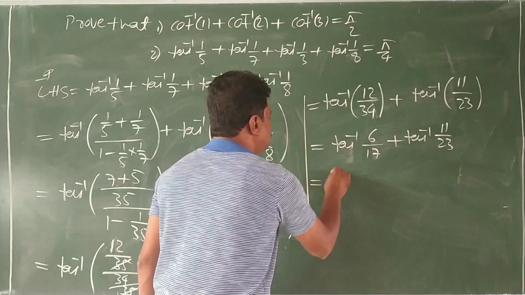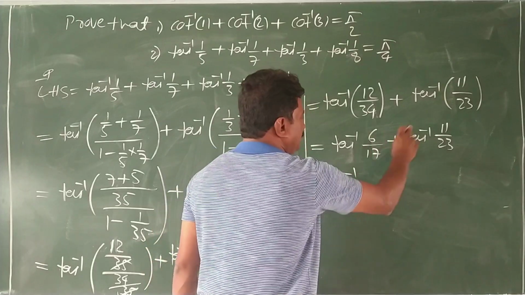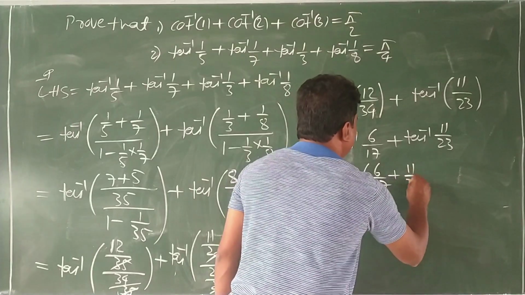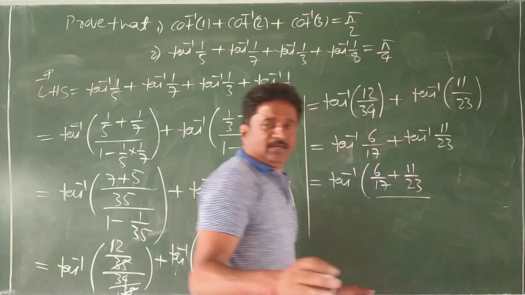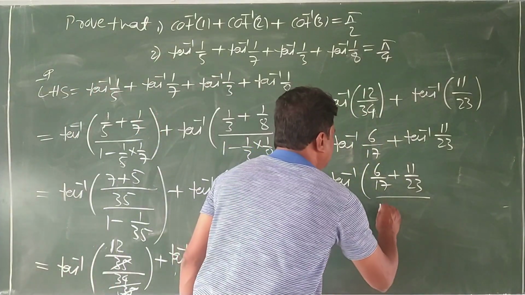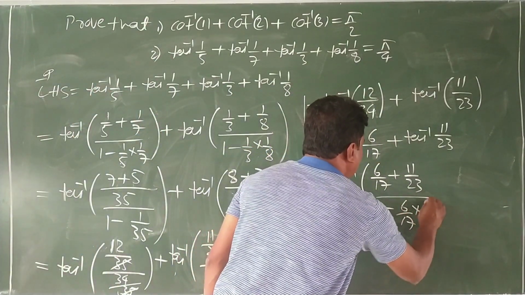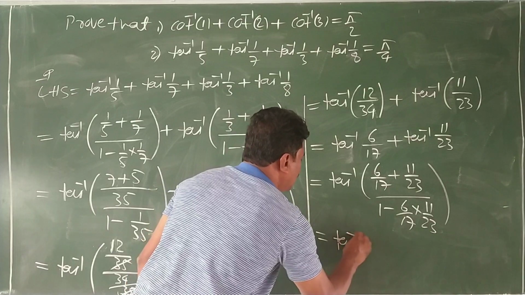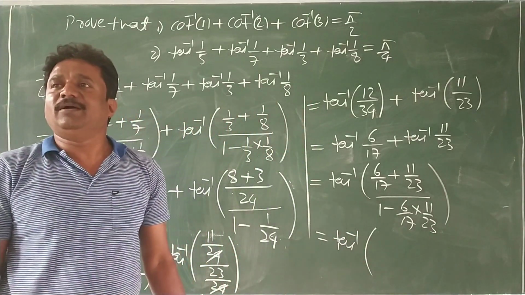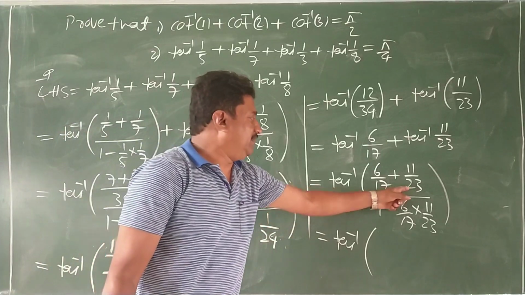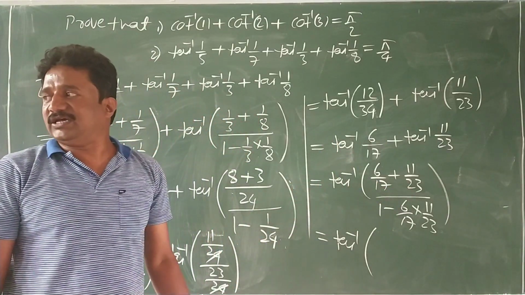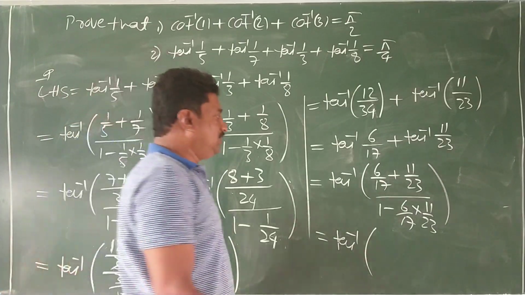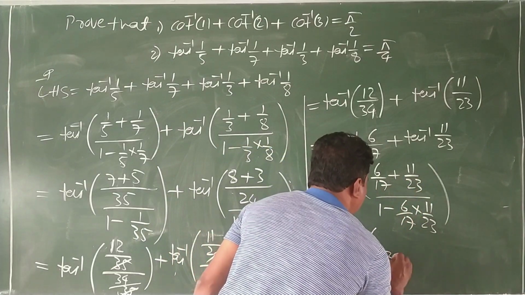Now again apply the formula, students. Tan inverse, so x plus y: 6/17 plus 11/23 by 1 minus 6/17 into 11/23. So for the LCM, use a calculator, students. Multiply 17 and 23. Tell me what 17 23s are: 391. 17 23s are 391.